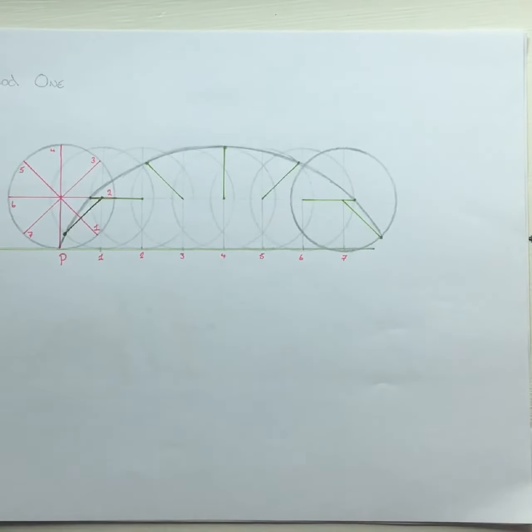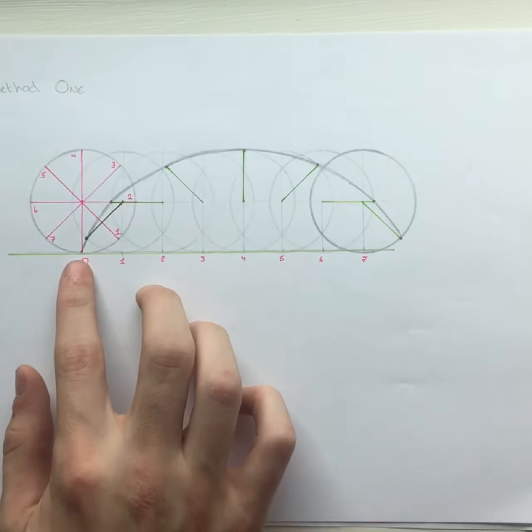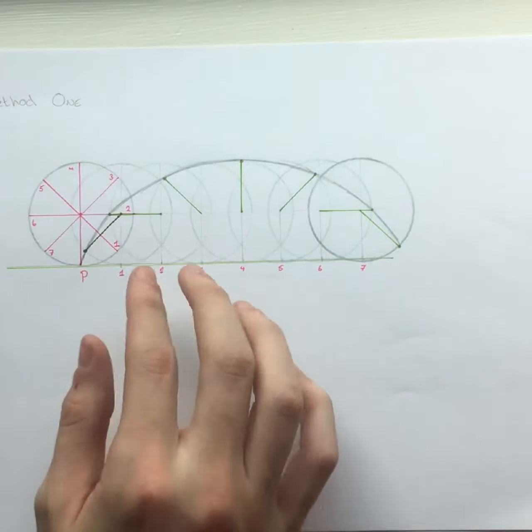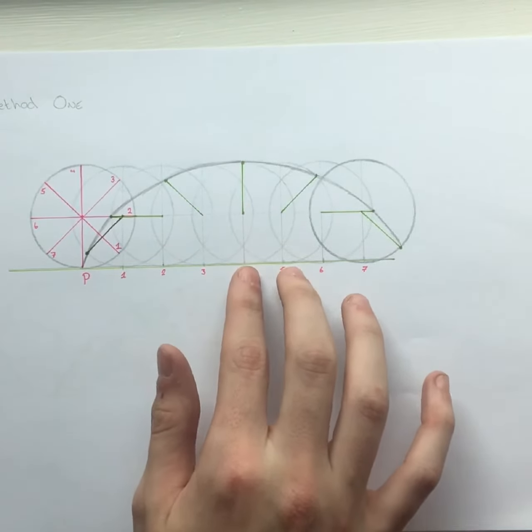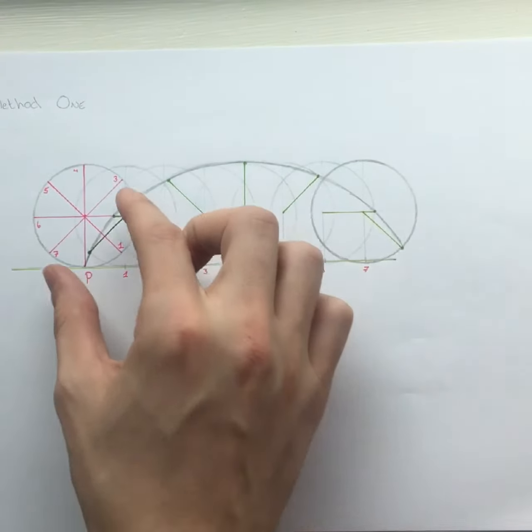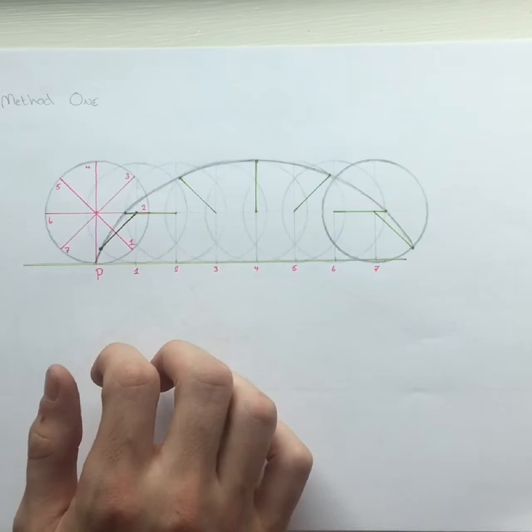The first method in creating this is just by simply making the circle and dividing it into equal parts. You then take the distance from P to 1 and mark off the sections along your ground. You would then bring across your center line and create all your individual circles at an equal distance apart.